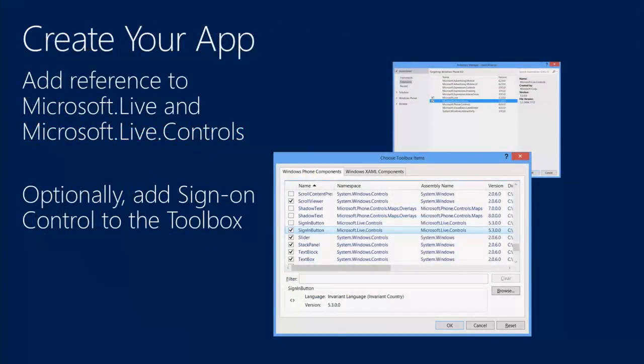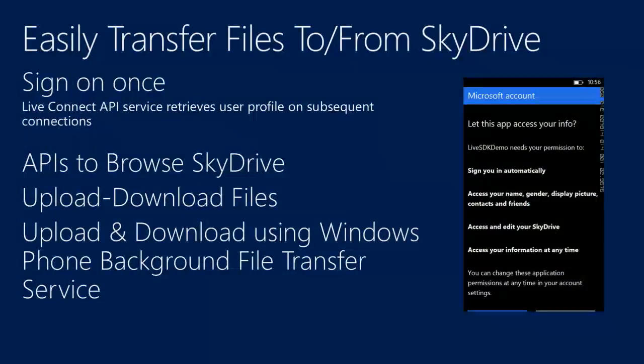You've installed the SDK, so you add a reference to Microsoft.Live and Microsoft.Live.Controls. There is a sign-in control, which you can optionally add to your toolbox. And then you write a bit of code. The first time the user runs your app, they will see a screen like this, which I'm sure you've all seen with apps that authenticate against Twitter and this sort of thing. This is the same thing, but you're getting the user's permission to use SkyDrive. This is all provided for you out of the box. You don't have to code this. It's just a standard warning page, and the user has to say, yep, I'm good with that.